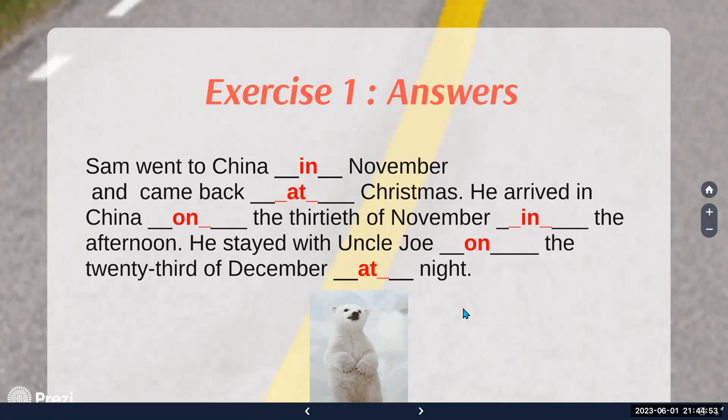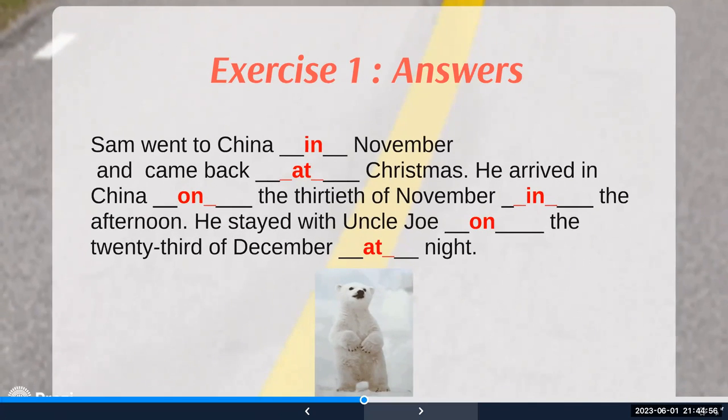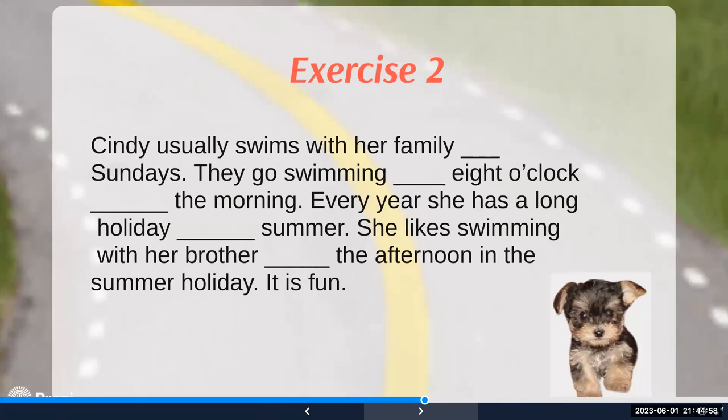Okay, let us see another exercise that we have here. Okay, this is the second one. Cindy usually swim with her family. Sunday, they go swimming 8 o'clock in the morning. Every year she has long holiday, summer. She likes swimming with her brother. The afternoon in the summer holiday, it is fun. Okay, remember you can use at, in, and on. Okay, go ahead. You have 1 minute to do it, please.